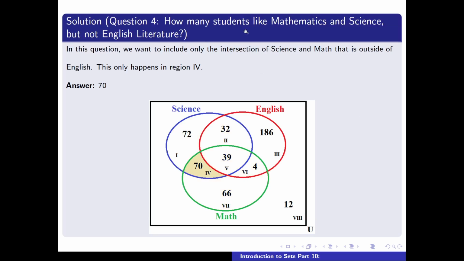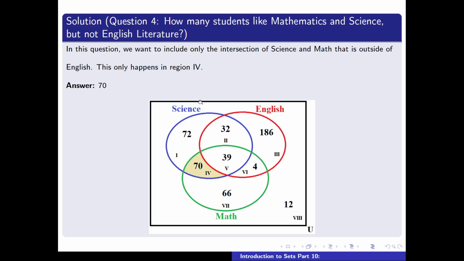Question 3. How many students like mathematics and science, but not English literature? So, again, the key words are and not. So mathematics and science implies the intersection of mathematics and science, right? So the intersection of math and science is regions 4 and 5. But not English literature means the complement of English literature. So we want to be outside of the English set, this red set here. So what's in region 4 and 5, but outside of the red set English? Well, that's only region 4.